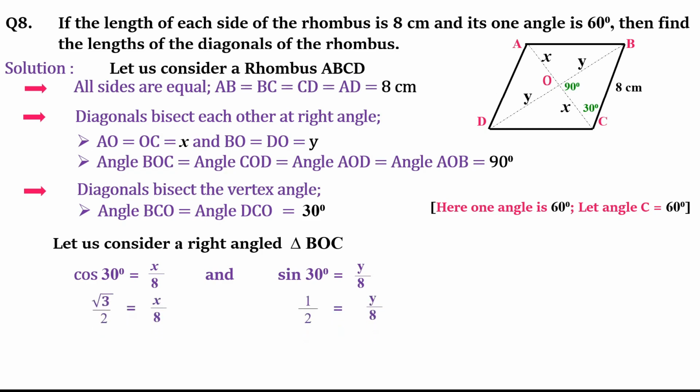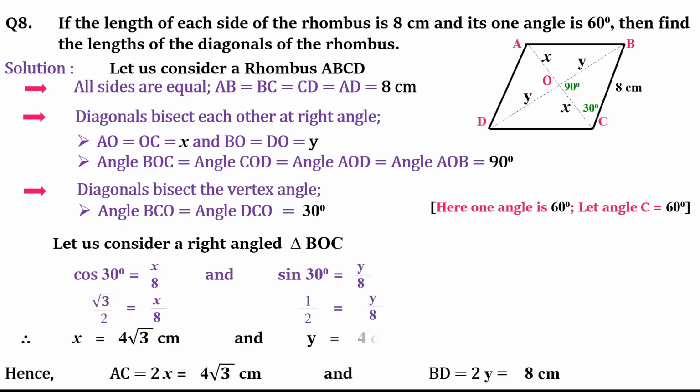Now I will substitute the values. Instead of cos 30, I will write root 3 by 2, and the right hand side is as it is, x by 8. In the second part, instead of sin 30, I will substitute its value. It is a standard angle, 1 by 2 is the value, is equal to y by 8. Now I will cross multiply, and I will get the value of x as 4 root 3 centimeter and the value of y as 4 centimeter after cross multiplying and simplifying.